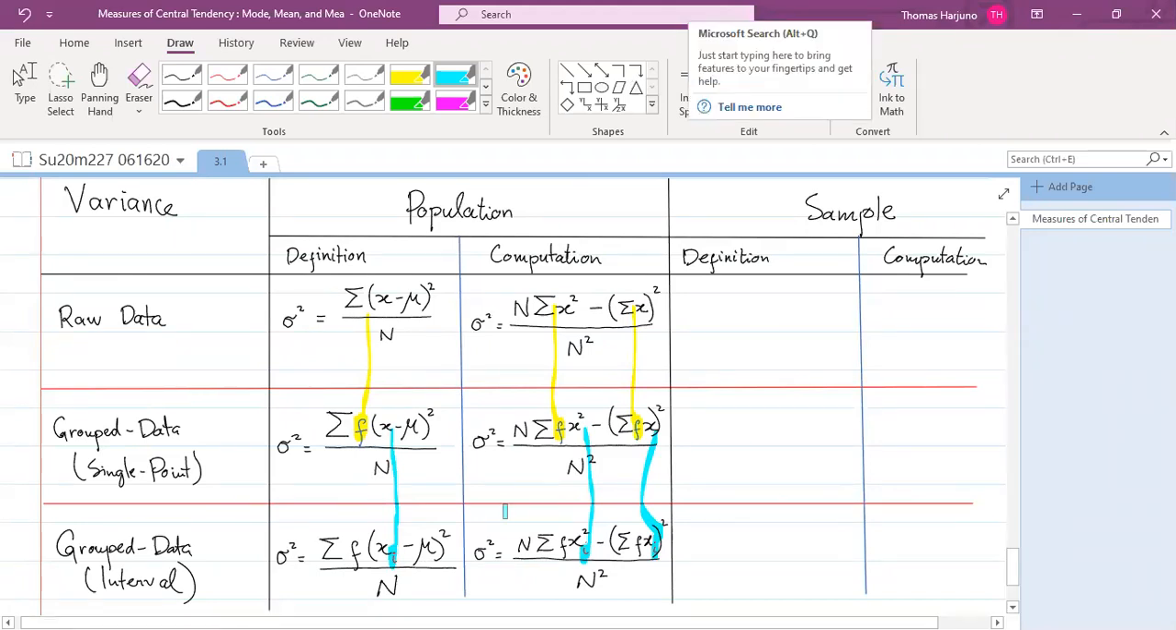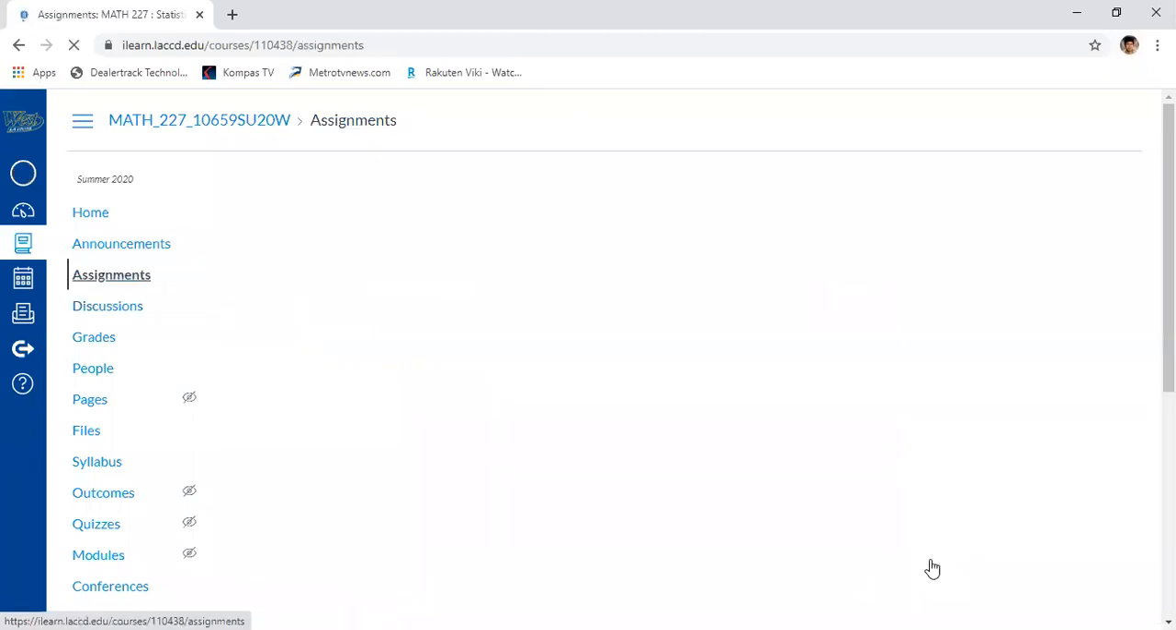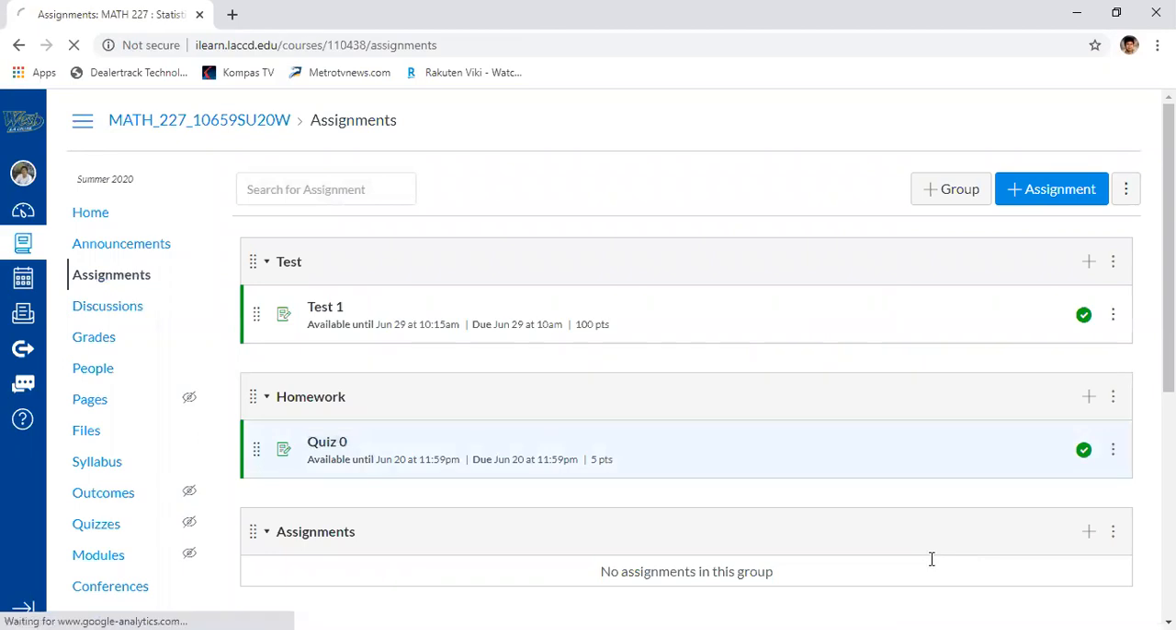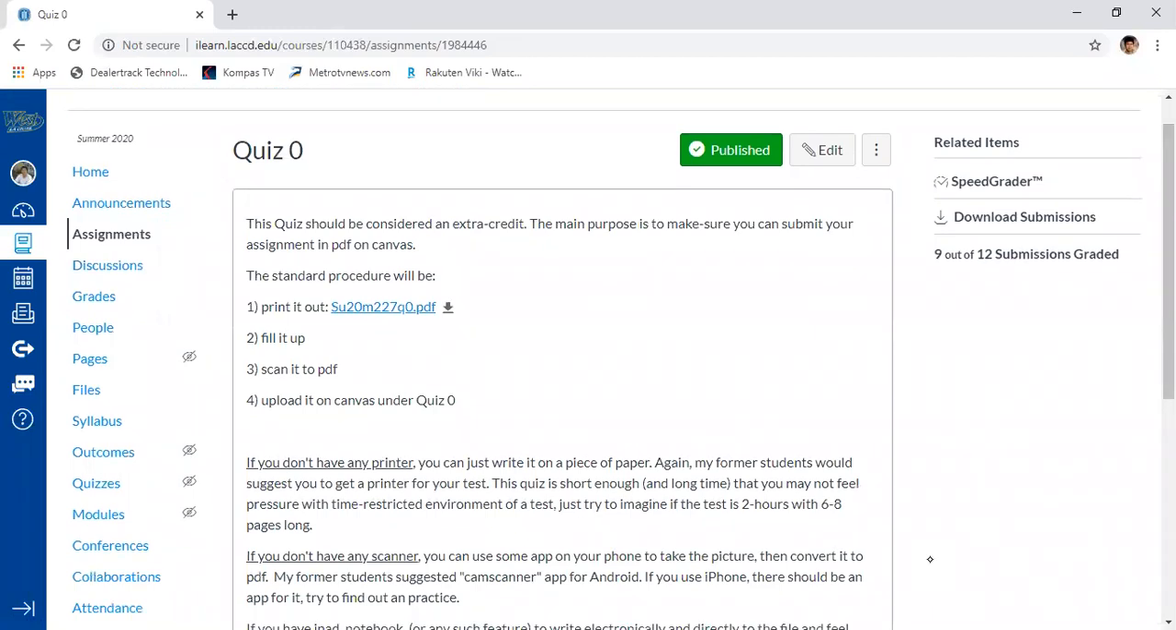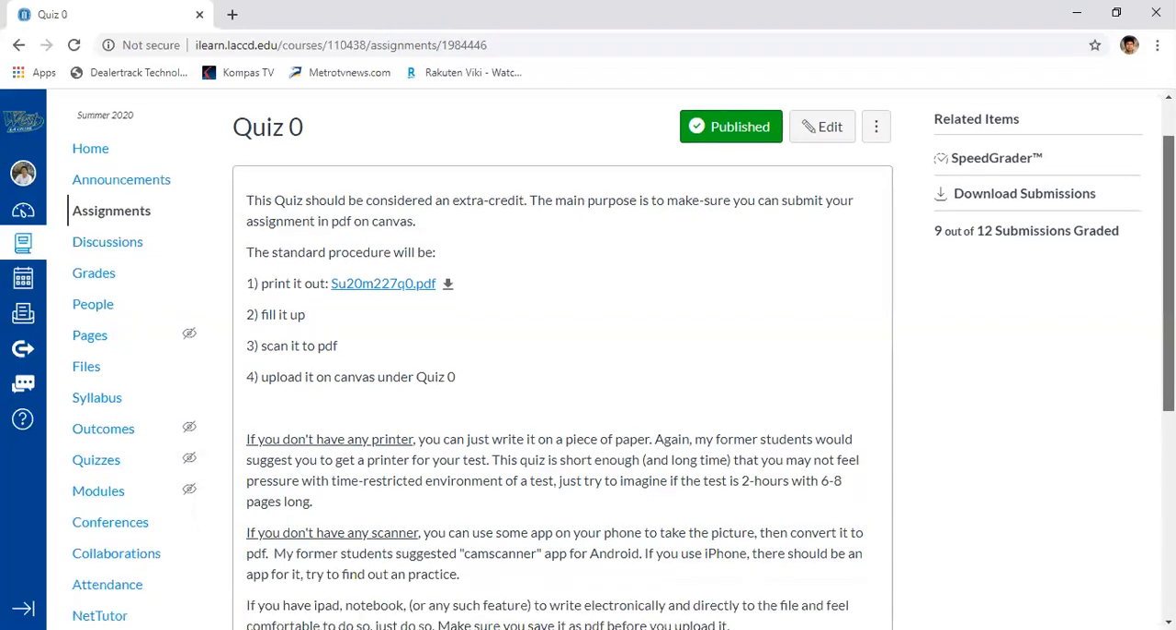Please remember that you have an assignment that is due this Saturday, quiz zero. This is extra credit, actually. The purpose of this extra credit is to make sure you know what to do when you submit a test or a quiz, or any assignment back to me. Basically, I need you to print out the quiz from here. If you don't have a printer, you find out underneath here what to do. Or you work on it and then scan it to PDF. If you don't have a scanner, then you use an app. I believe I mentioned that yesterday.